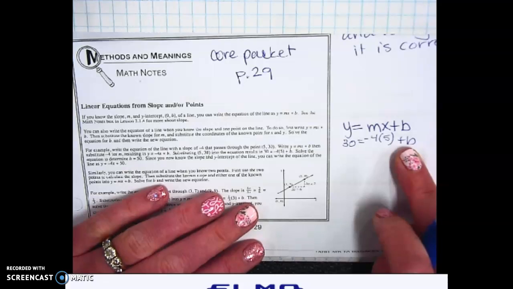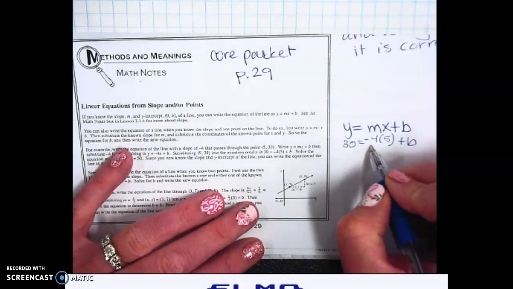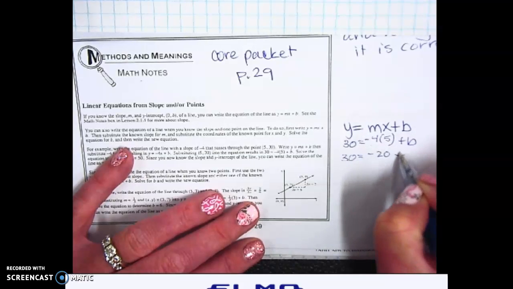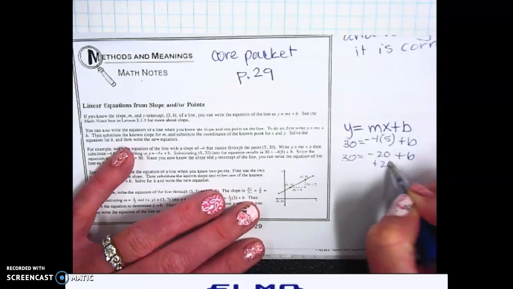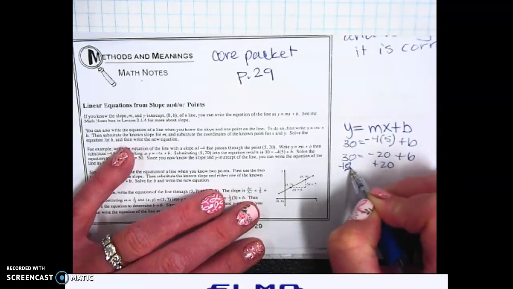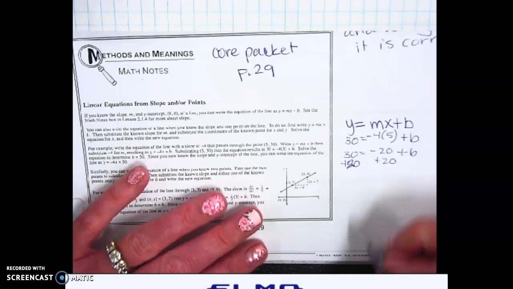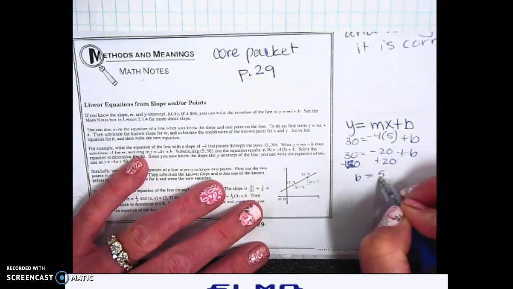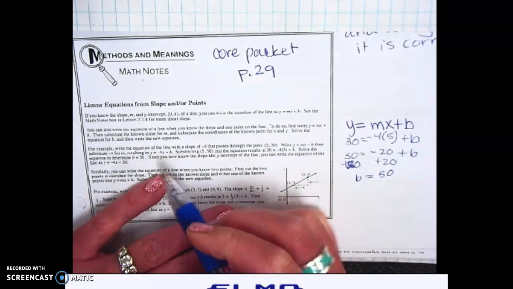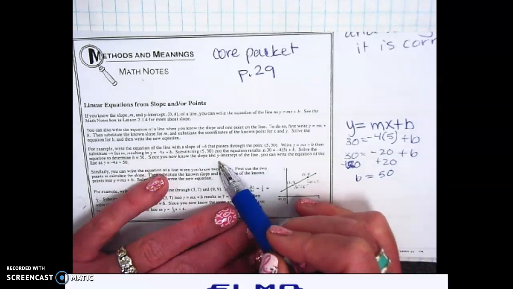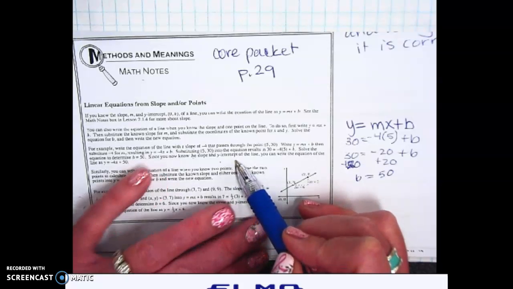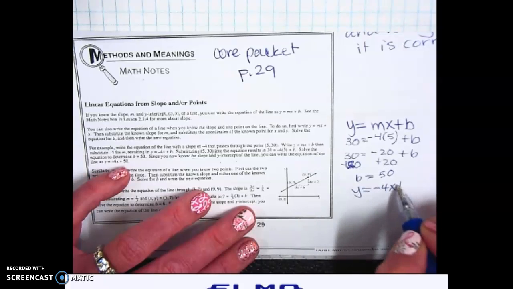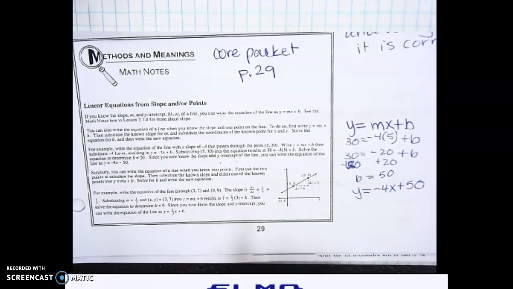Then you're going to solve for b. So -4 times 5 is -20. So you have 30 equals -20 plus b. You add the 20 to both sides. What's 30 plus 20? 50. So you're going to say b equals 50. Okay, that's what they got. Now you know the slope and you know the y-intercept, so you write your equation. Y equals -4x plus 50.